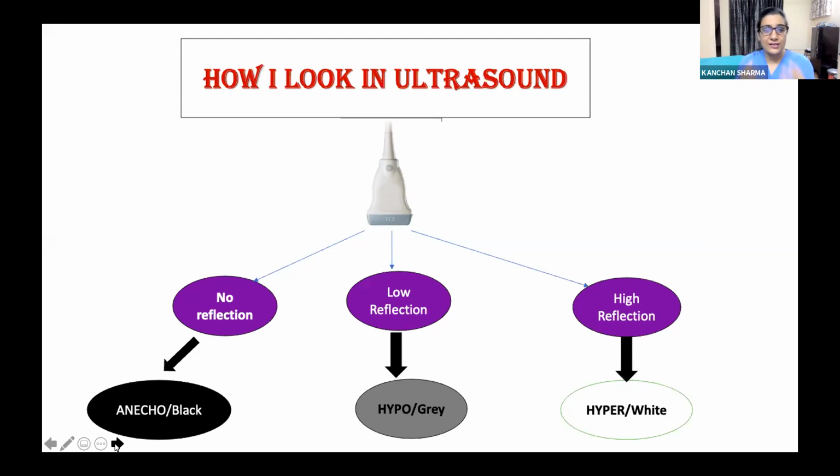But if some amount of it is getting absorbed and some amount is getting reflected, that structure is going to look hypoechoic to you. And if there is no reflection from that structure, it is going to look black to you. So this is the basics. But as you keep seeing the demonstrations on the volunteers, by the end of this course I'm 100% sure you will be able to distinguish between all the structures very nicely.